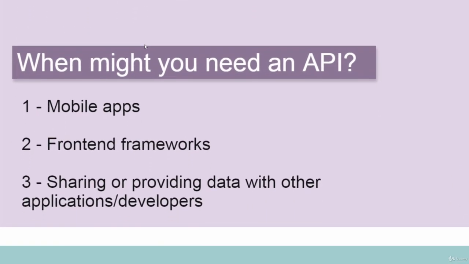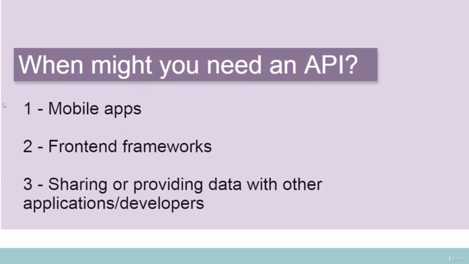So when might we need an API? The first one I listed was mobile apps. And these are my unofficial definitions, because anything else you can find online, I really don't like how things are worded. I feel like they're too technical, so beginners don't really understand them. So my first example would be if you wanted to build a mobile app.